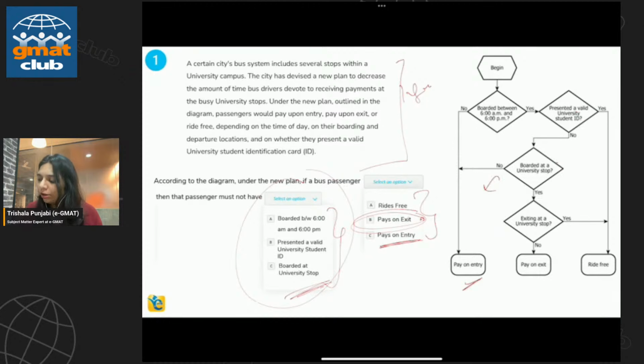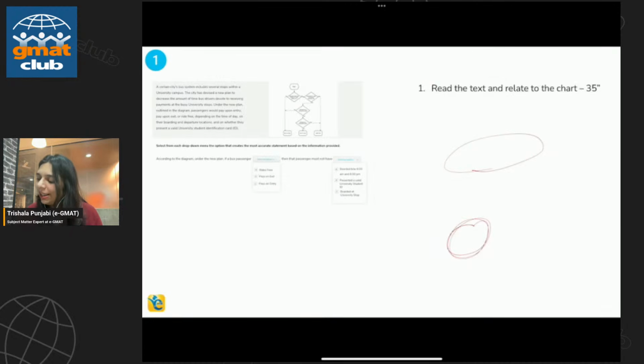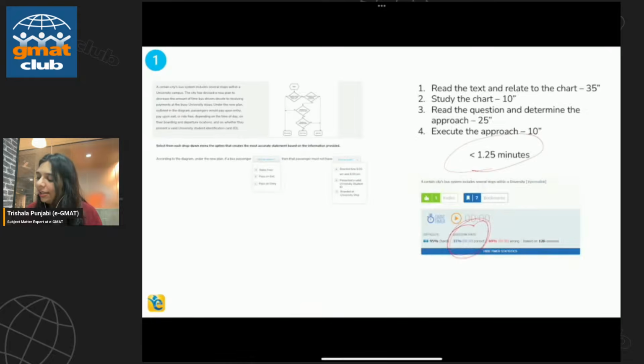Either they could not board at a university stop, or they could not board between 6 a.m. to 6 p.m. So the must condition is not fulfilled. But because this is only one flow, this is the only place where the must condition is being fulfilled. Awesome. Now let us go and do the next question.